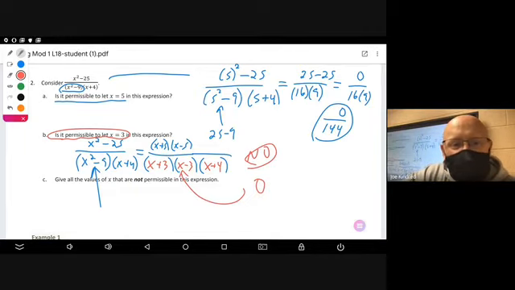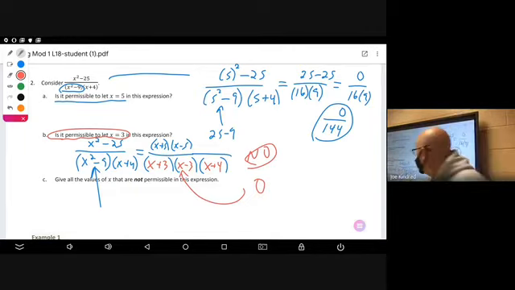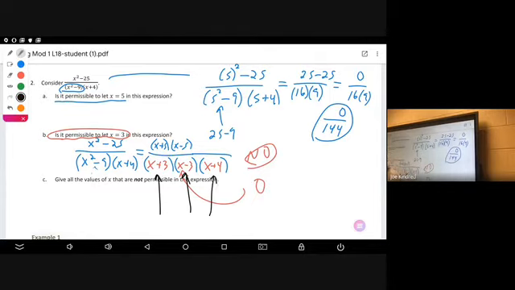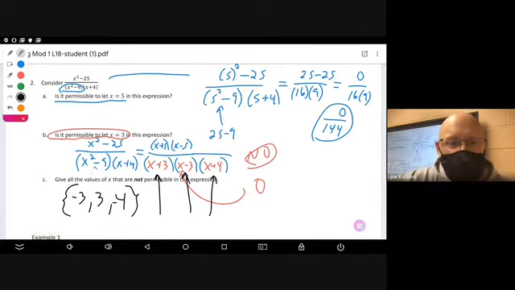And then finally, C, give all the values of x that are not permissible. Well, all the values of x that are not permissible stem from that, this, and this. That would include -3, 3, and -4. These values are not permissible because they make the denominator go to 0.